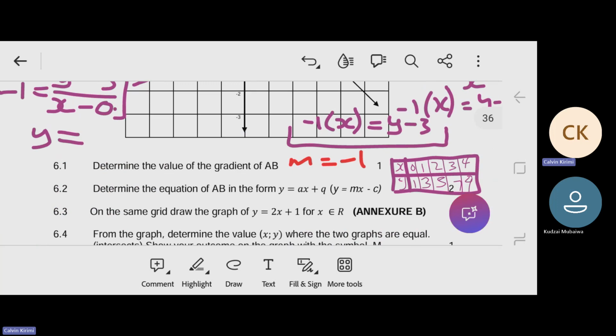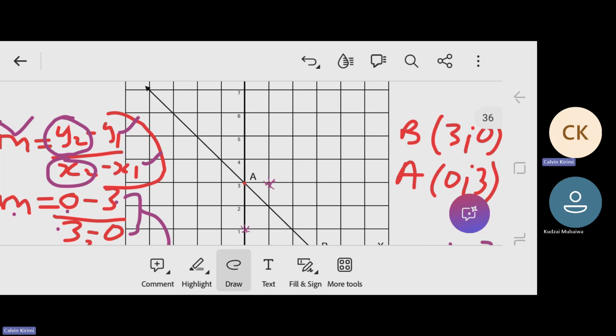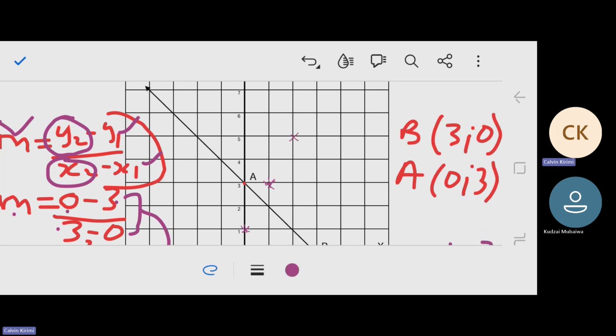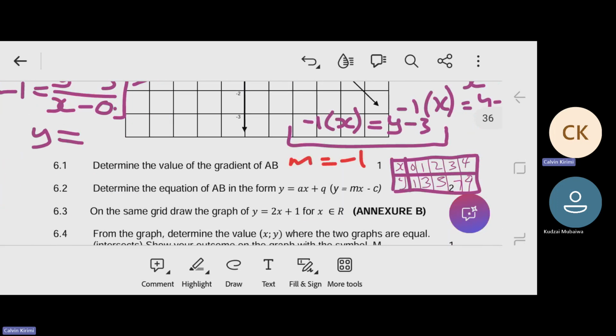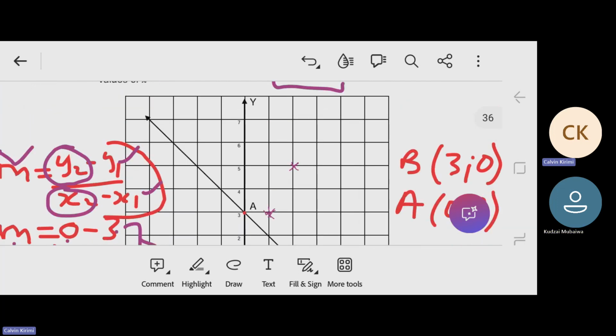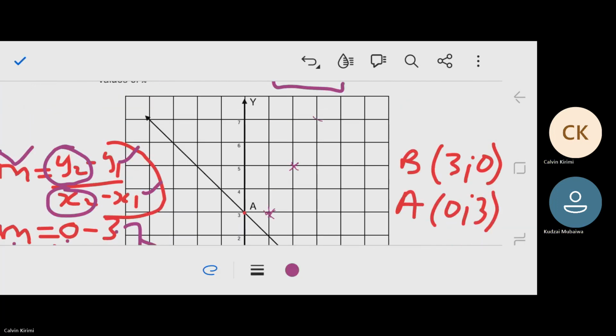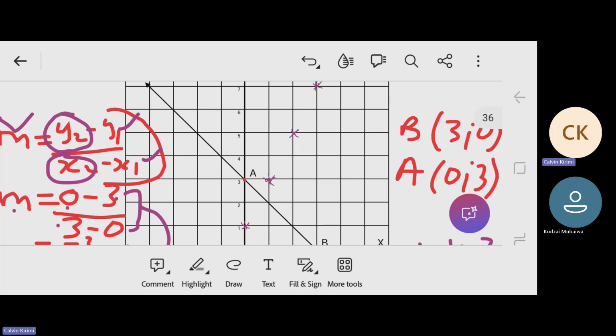When x is 2, y is what? 5. You go, x is 2, y is 5, so you are going up there. Then you go again on the table. When x is 3, y is 7, which means you are going up. Then you use a ruler to join these points, all these points.